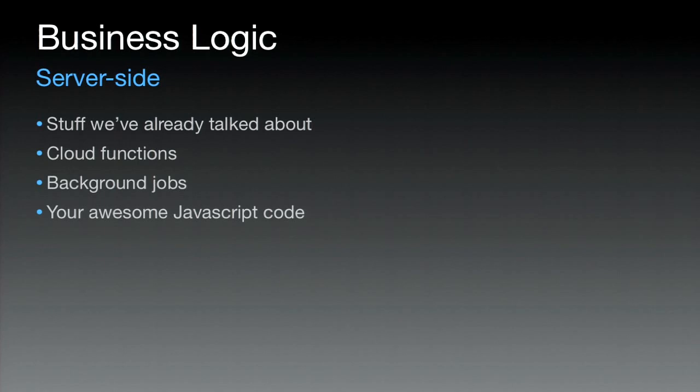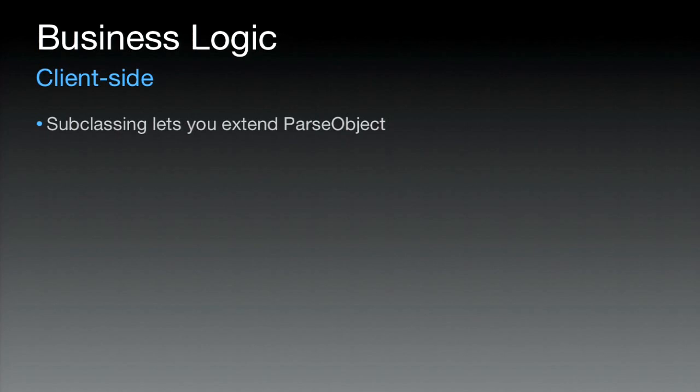So we've already seen some ways that you can write your own code that defines how your app works. That was the before save, for example. But in addition to your before save, you can also write cloud functions. We just launched background jobs today, which allows you to do some long-running tasks. And really, any other JavaScript code that you want to write can run in our cloud code environment. So by doing all of this, you can actually make your app work however you want it to work and fill in all the gaps of the Parse framework.